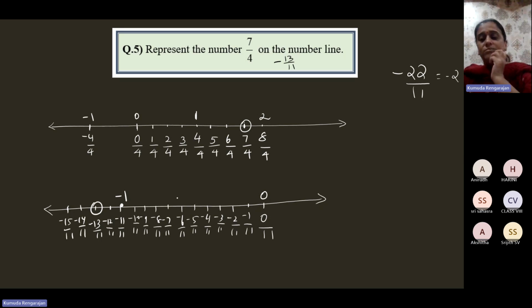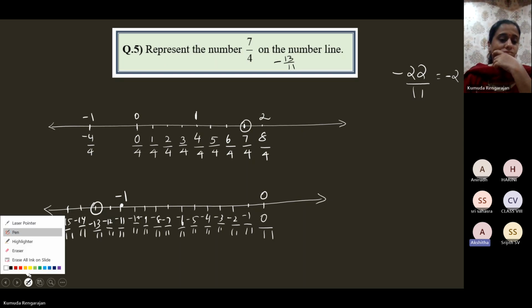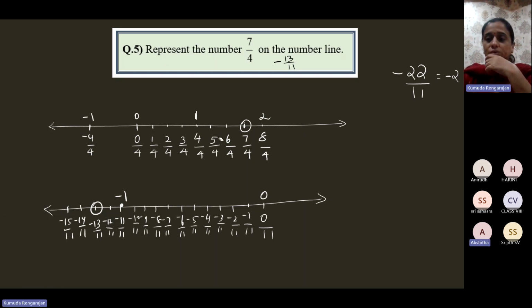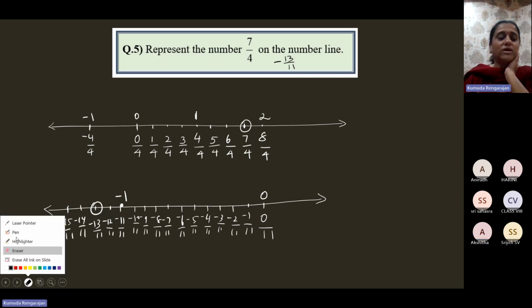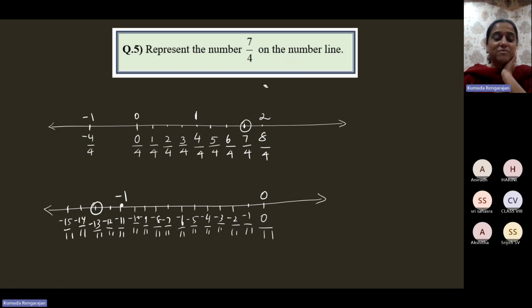Mom, I have a doubt. Why are we writing 11? That is for the question: represent minus 13 by 11 on the number line. Okay, ma'am. So we should add another number to the question. That's a good idea. Let's take minus 13 by 11 as another question.